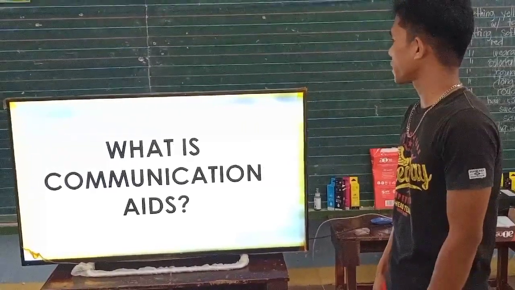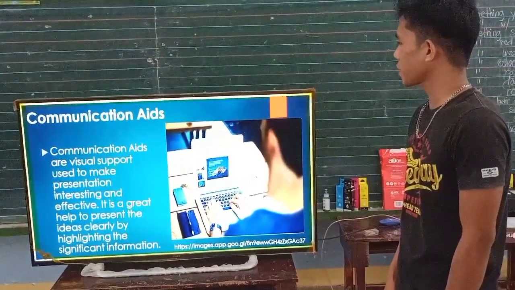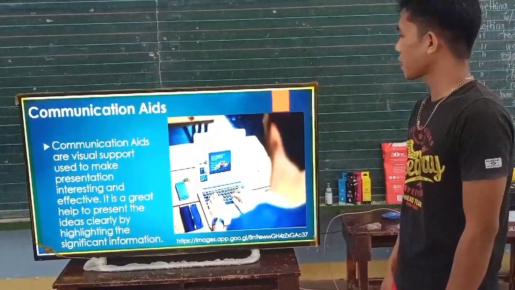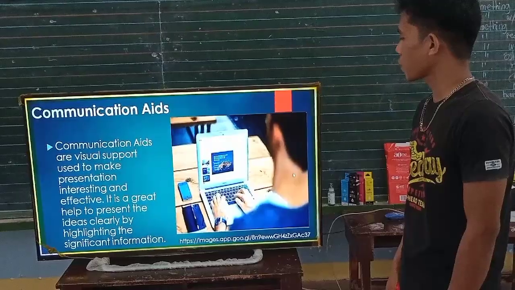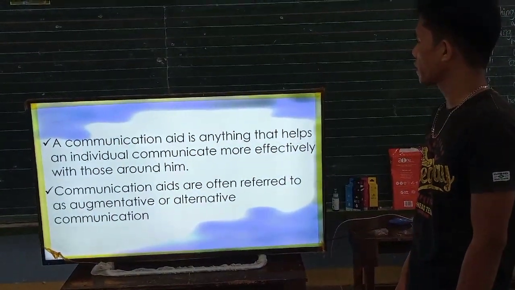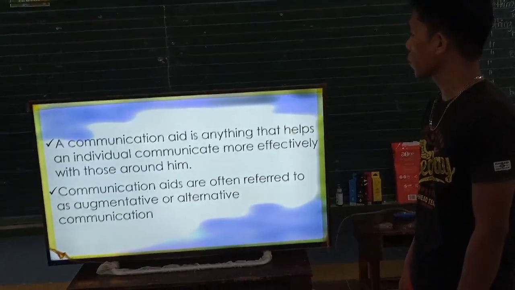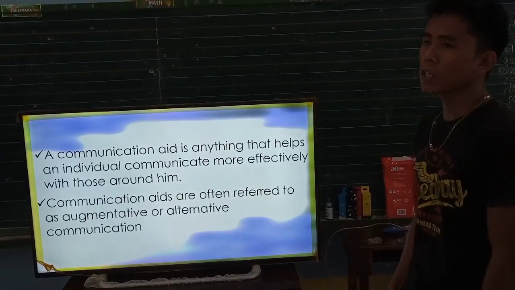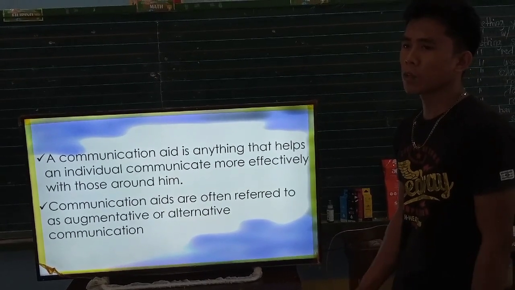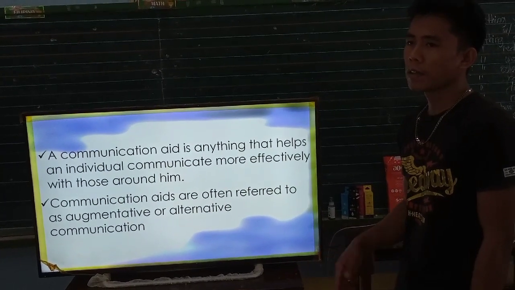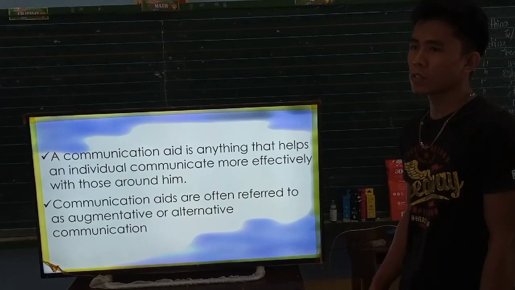What are communication aids? Communication aids are visual support used to make a presentation interesting and effective. It is a great help to present ideas clearly by highlighting the significant information. A communication aid is anything that helps an individual communicate more effectively with those around them. Communication aids, meaning to say, make a person better at communicating. For example, the person will be able to understand more clearly what the other person's thought is about.